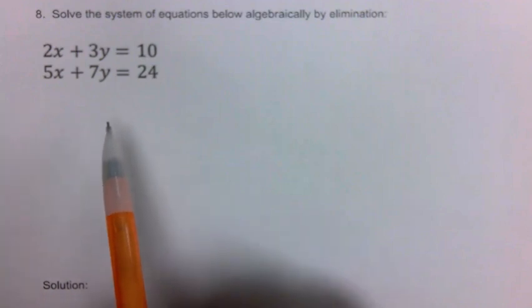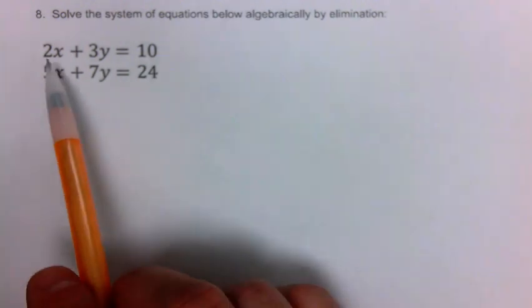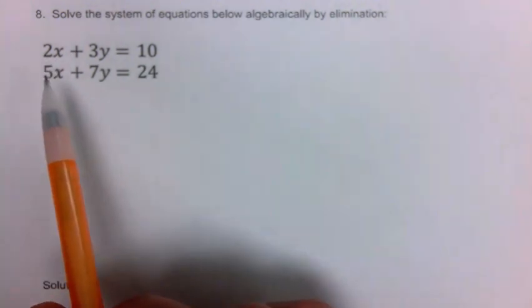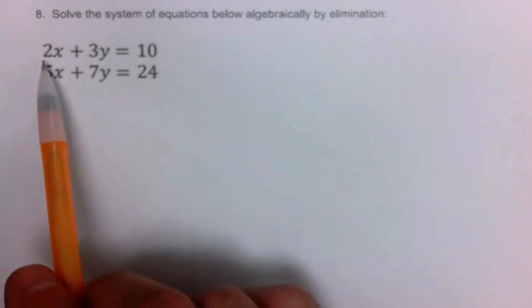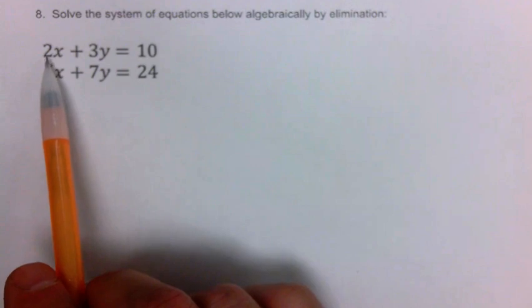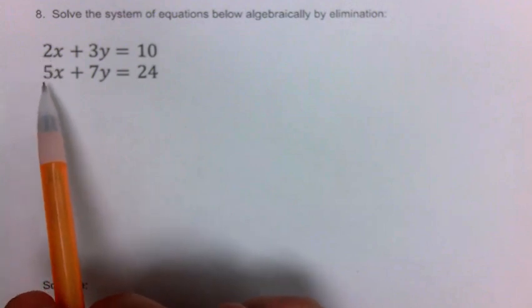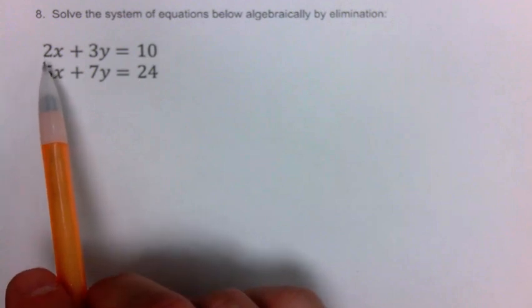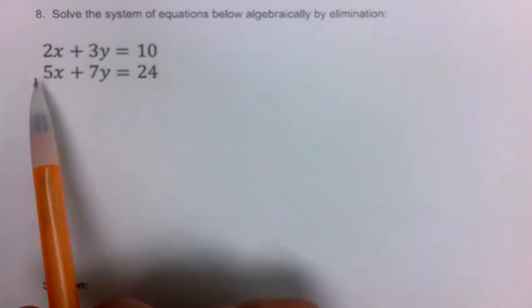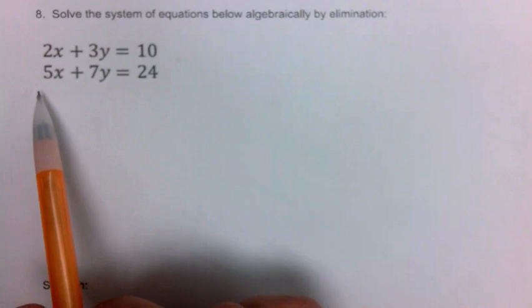Let's suppose for a moment that we wanted to eliminate the x value. If I wanted to eliminate the x value, I'm going to need to make opposites here. If I multiply something by 2, I need that to be the opposite of 5, which would be negative 5. But 2 times 2 is 4, 2 times 3 is 6. I've gone over the 5, so that's not going to work.